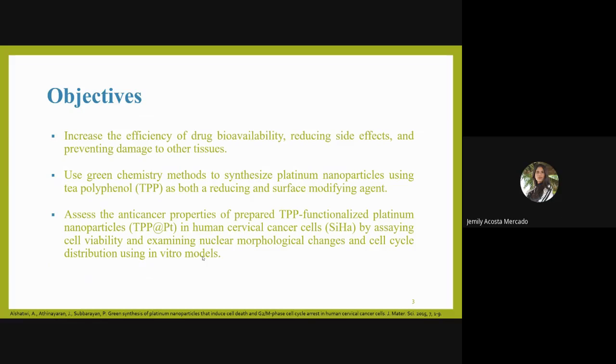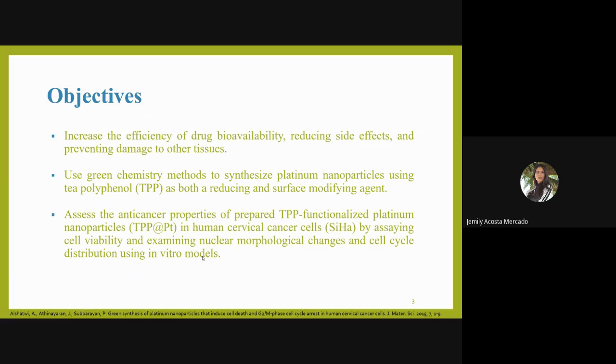The first objective of the research is to increase the effectiveness and viability of drugs, reduce side effects, and prevent damage to other tissues. The second objective was to use green chemical methods to synthesize platinum nanoparticles using tea polyphenol as a reductant and surface modifying agent.